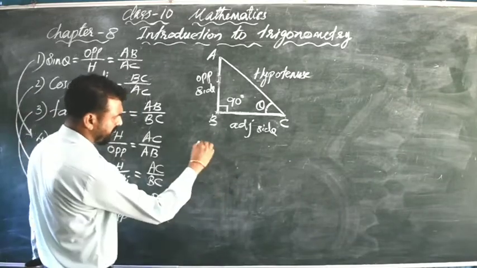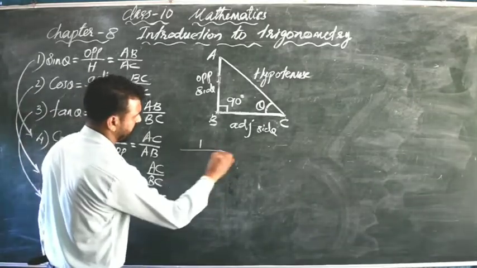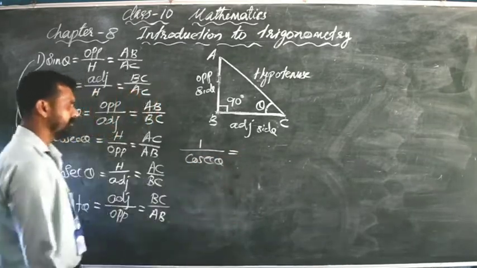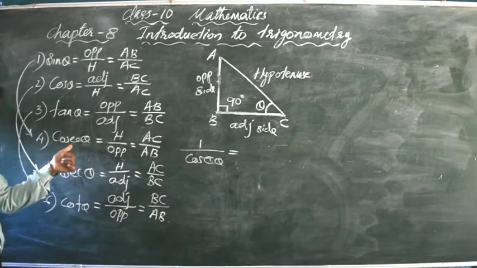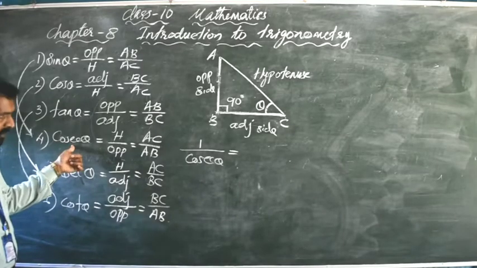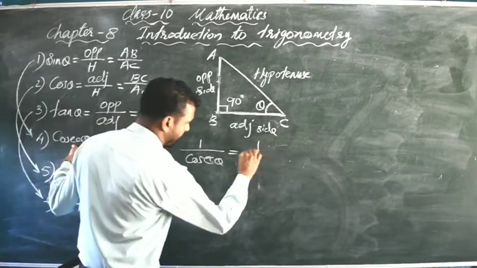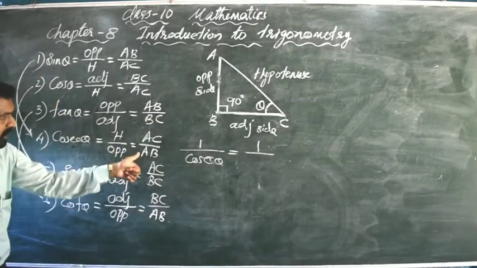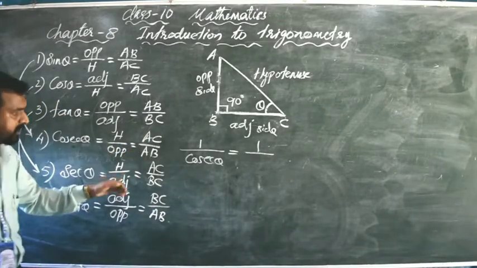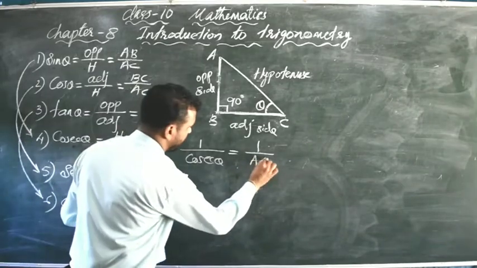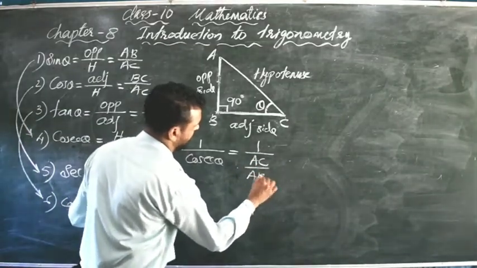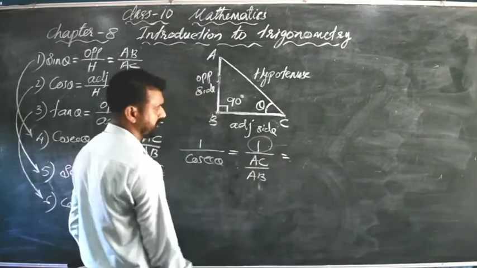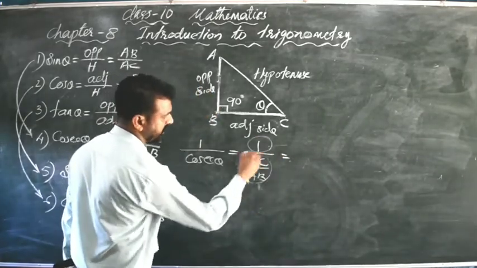Now we will find out 1 divided by cosec theta. What is the ratio? Cosec theta is equal to AC divided by AB. Then that is equal to 1 divided by AC divided by AB. This one is the numerator and this one is the denominator.